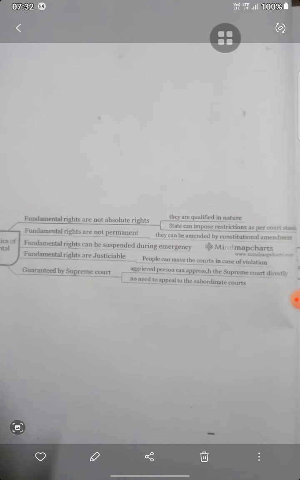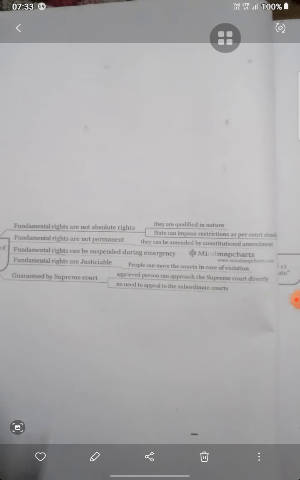An aggrieved person can approach the Supreme Court directly. No need to appeal to a subordinate court. So fundamental rights are justiciable in nature, anyone can go to the Supreme Court directly without needing to appeal to the subordinate courts. A right can be suspended during an emergency, and the state can impose restrictions, and they can be amended also.